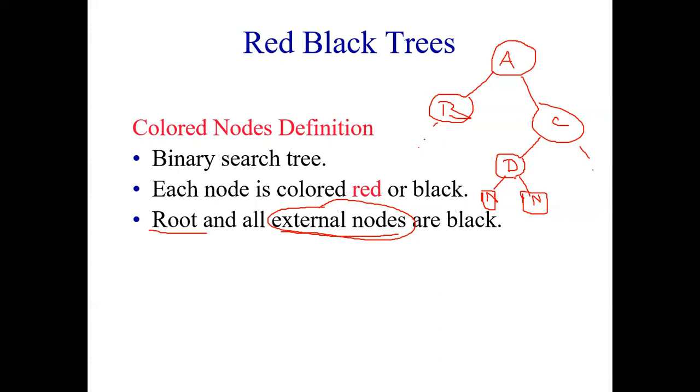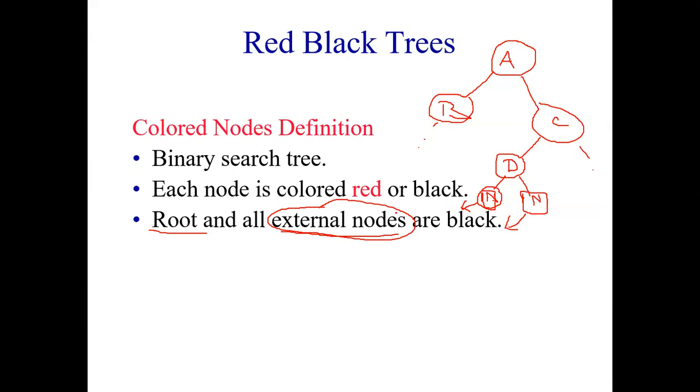In that case, in red black trees we won't stop with D. Rather, we mention the null pointers of D also. Its left is null and its right is null. So these null pointers we will represent in black color. This is what external nodes means here.